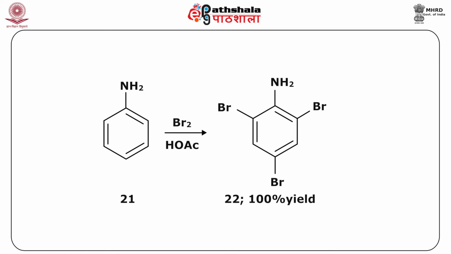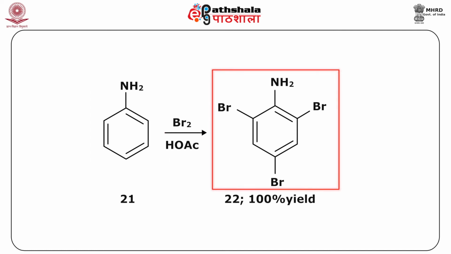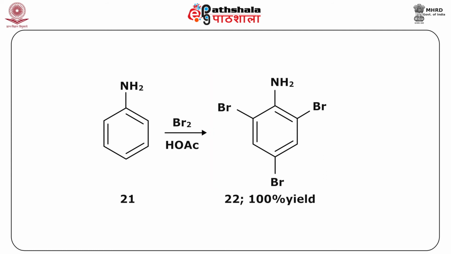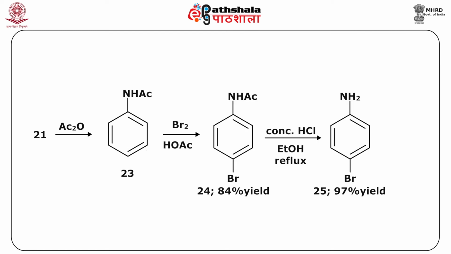Another example is the bromination of aniline. On brominating aniline, represented in structure 21, the 2,4,6-tribromo derivative is formed. As we can see, the yield is quantitative, but we want the monobrominated product, and for that the excessive bromination needs to be stopped. To overcome the excess bromination, the protection of the NH2 group is essential.